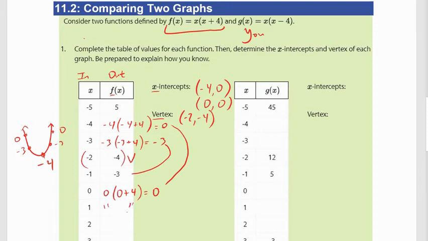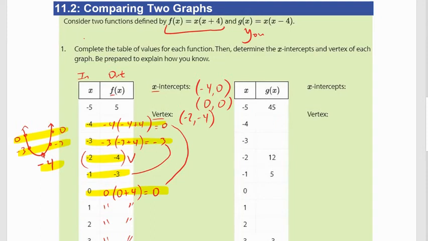Go ahead and make sure you complete your table, but that's basically all you're doing, just substituting in your input to find your output. The only relevant ones that I used really were this one, this one, this one, this one, and this one. So just be aware of the relevant coordinates that help you, especially sketching or plotting the graph.